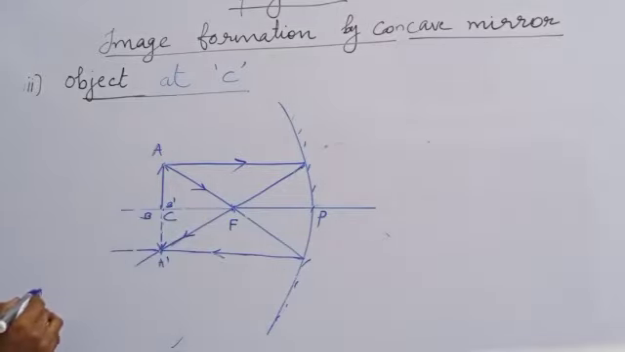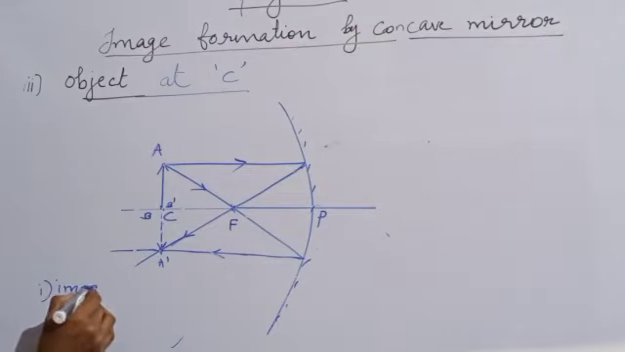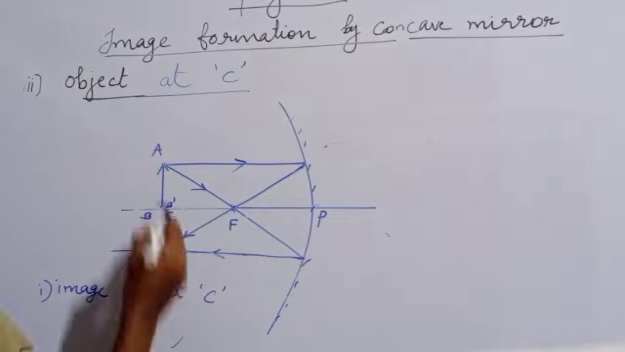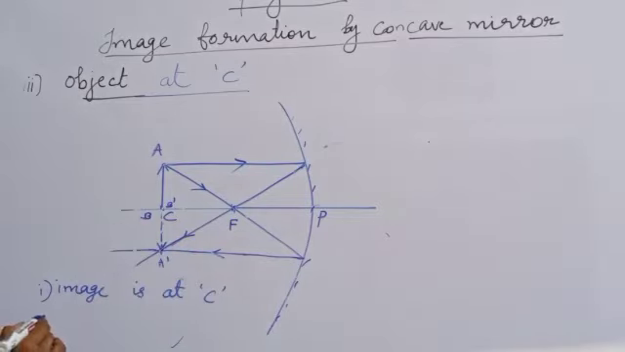So what are the characteristics of the image formed? Here the image is formed at C itself. The same place you will get the image, and it is the same size as the object.